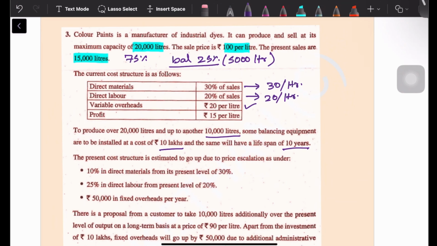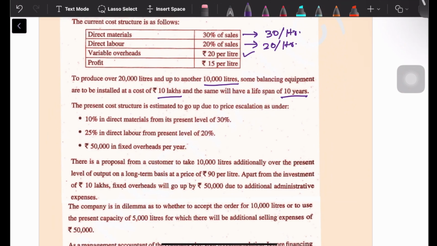The present cost structure is estimated to go up due to price escalation as under. 10% in direct material from its present level of 30%. What is the meaning of this? From 30% it will go to 40%? No, from 30% it will go up another 10%. Then 25% in direct labor from the present level of 20%. That means plus 10% and plus 25%. 50,000 in fixed overhead per year.